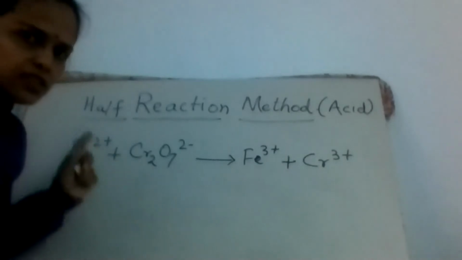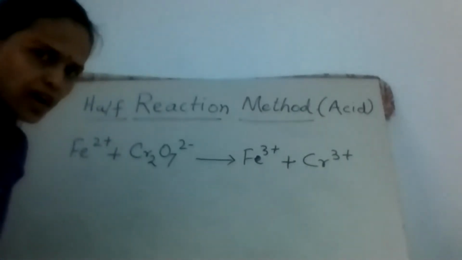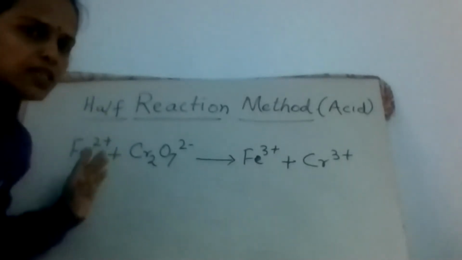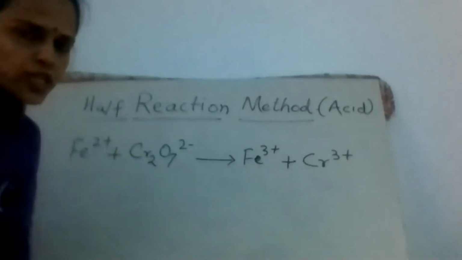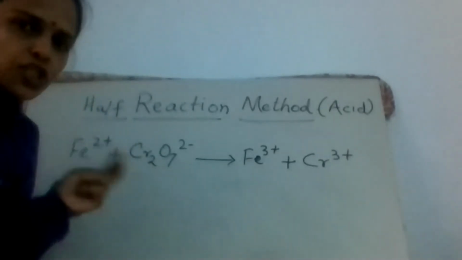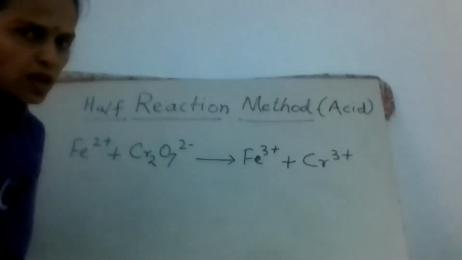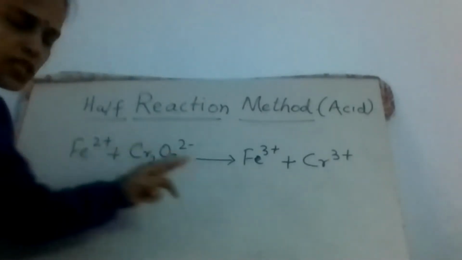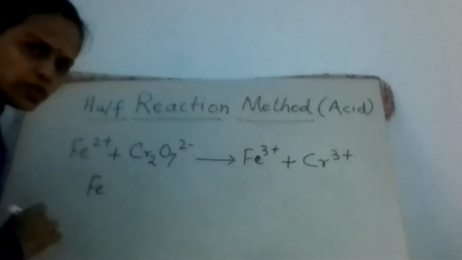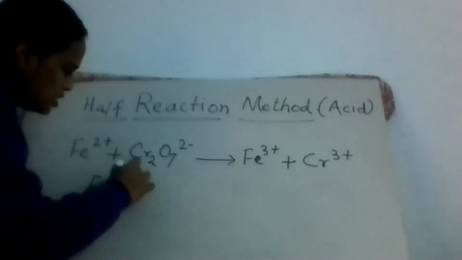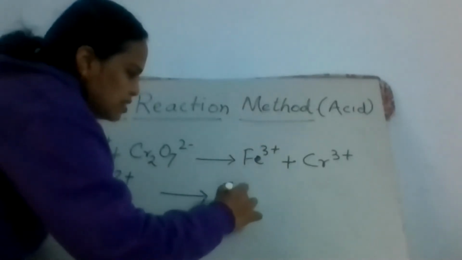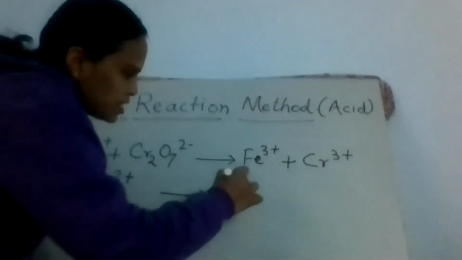In this balancing, that is by half reaction method or ion electron method, you need to divide the equation into two half cell reactions. That is your oxidation half cell reaction and the second one is the reduction half cell reaction. Firstly, I'll divide this into two half reactions. Fe2+ goes to Fe in +3 state.